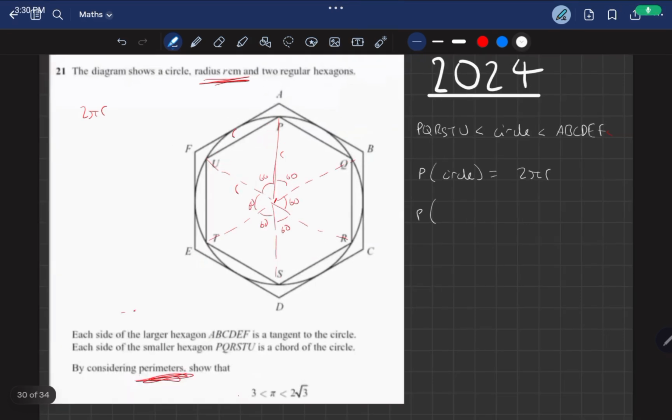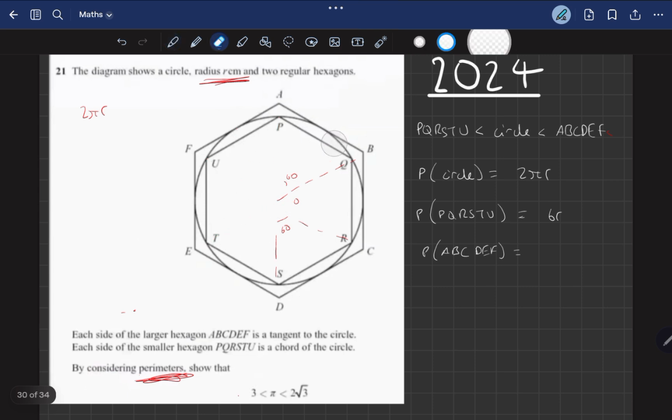If UP is r, that means the perimeter of PQRSTU has to be 6 times that, because there are 6 sides, which is 6r. Okay, now we have to find the perimeter of ABCDEF. So let me rub all of this out.